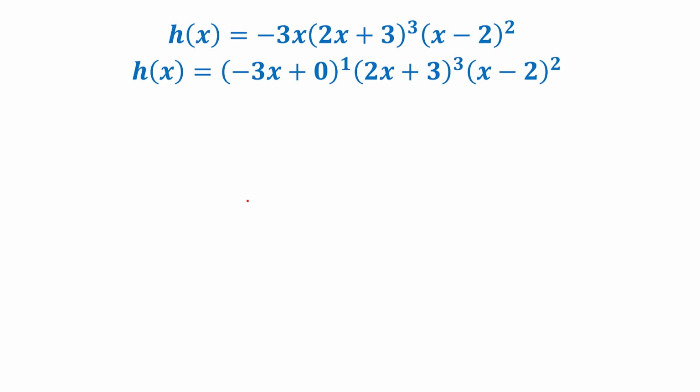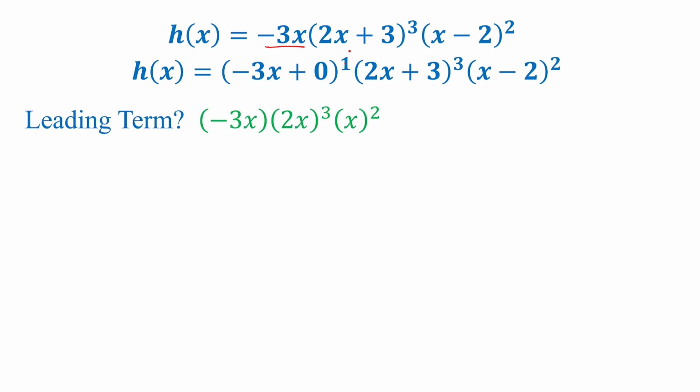think this through. I'm going to just write negative 3x as negative 3x plus 0 raised to the power of 1, and then I think it'll make a little more apparent how we go about finding the leading term. So to find the leading term here, we have basically 3 binomials, and in each of those binomials we have a leading term.